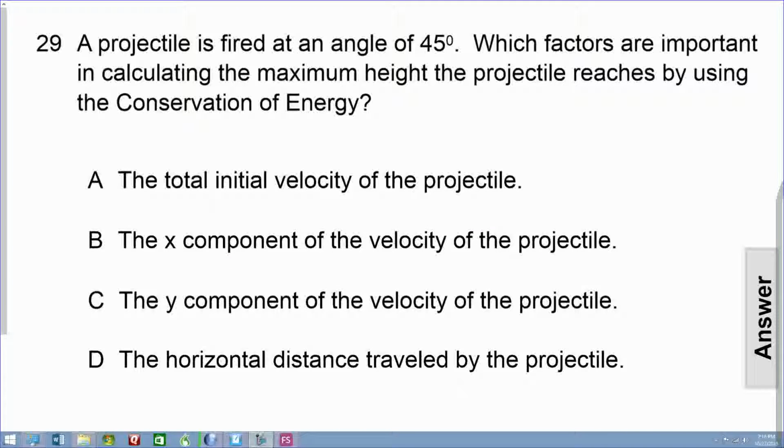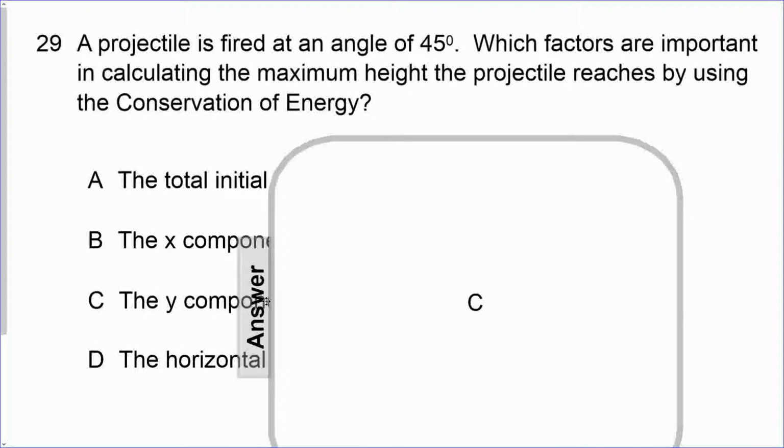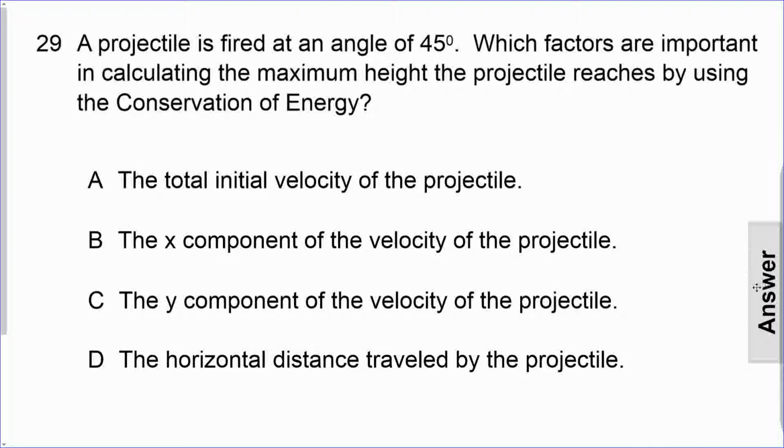A projectile is fired at an angle of 45 degrees. Which factors are important in calculating the maximum height the projectile reaches by using the conservation of energy? Go ahead and pause the video now and see if you can come up with the right answer. The correct answer is C. Only the y component of the velocity is important when using gravitational potential energy and conservation of energy when finding the height.